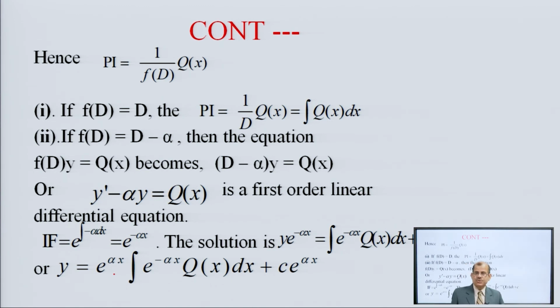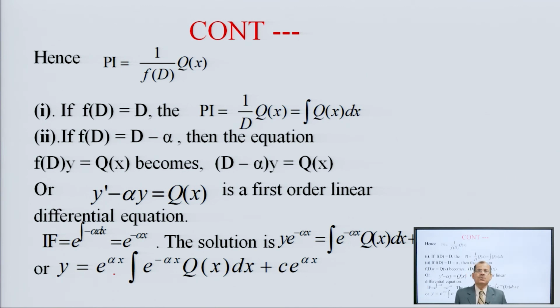Suppose f(D) is equal to D. The particular integral is equal to 1 by D Q(x), where 1 by D is the inverse of the differential operator, so differentiation becomes integration, because integration and differentiation are reciprocal to each other. So 1 by f(D) Q(x) is equal to the integral of Q dx.